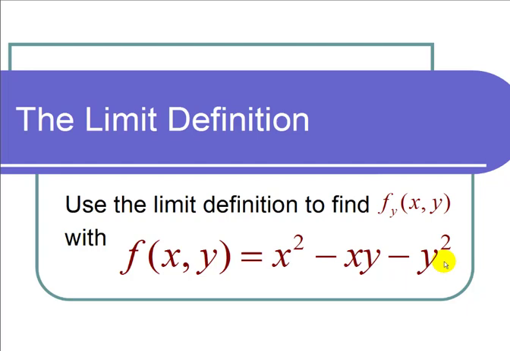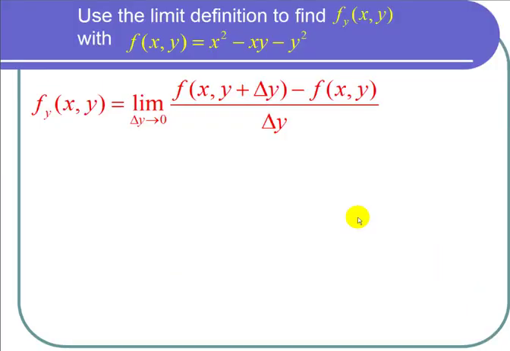So let's first recall the limit definition of the derivative for a partial derivative with respect to y. And it says that the partial derivative of f with respect to y is equal to the limit as delta y approaches 0 of f of x comma y plus delta y minus f of x y, all over delta y.